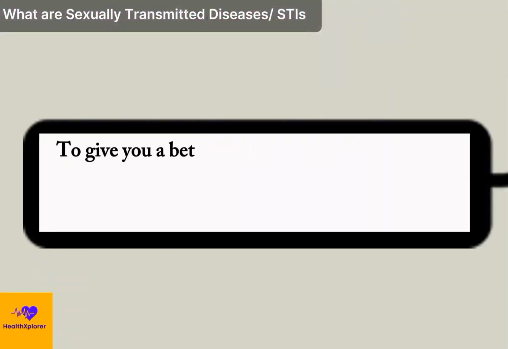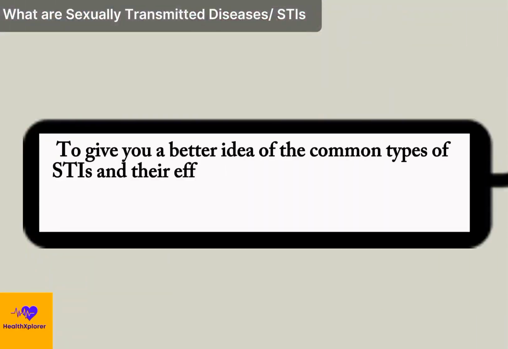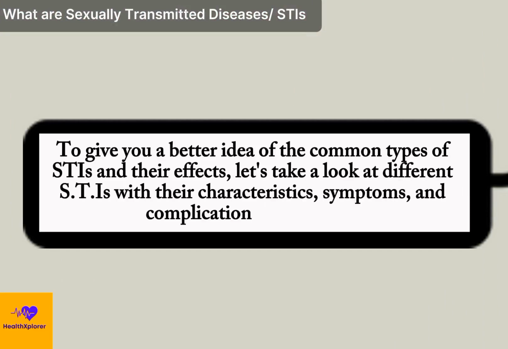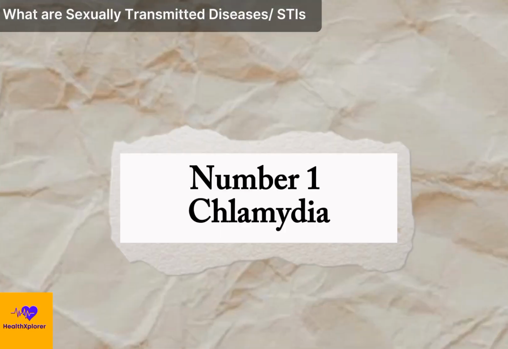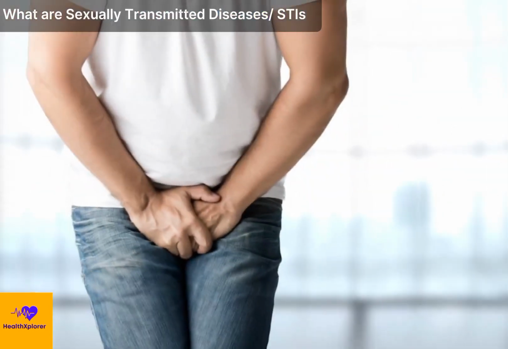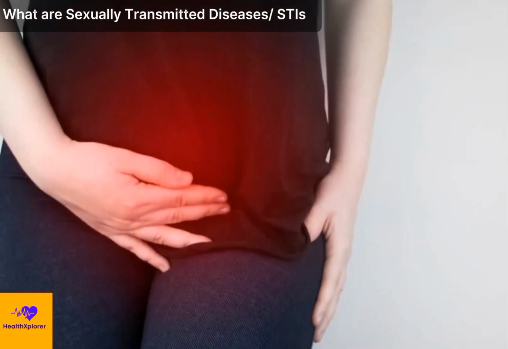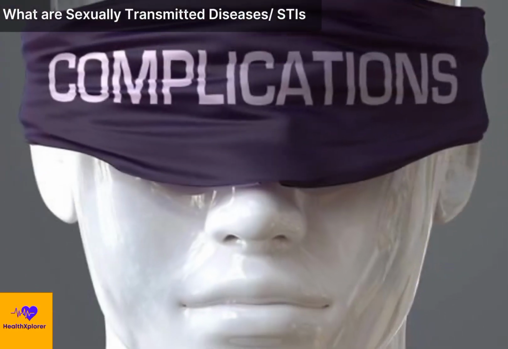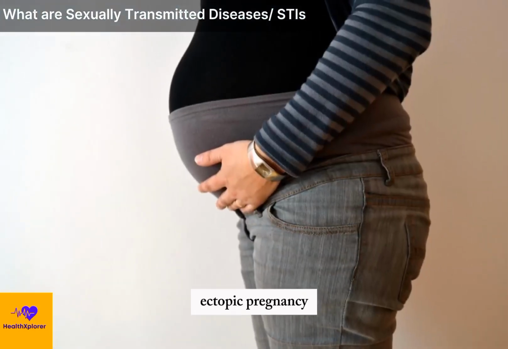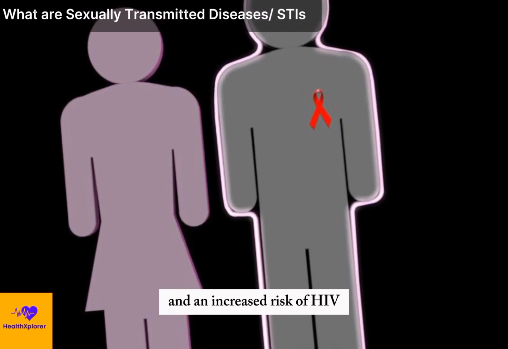To give you a better idea of the common types of styes and their effects, let's take a look at different styes with their characteristics, symptoms, and complications of each stye. Number 1. Chlamydia. A bacterial stye manifests with symptoms such as painful urination, discharge, bleeding, and pelvic pain. Complications may include infertility, pelvic inflammatory disease, ectopic pregnancy, and an increased risk of HIV.